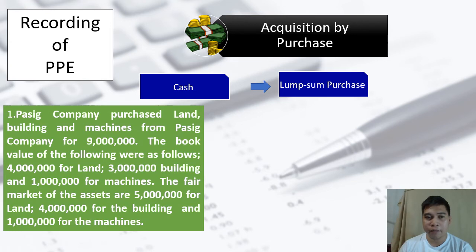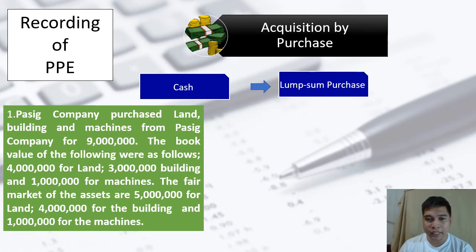So for example, Pasig Company purchased land, building, and machine from Pasig Company for 9 million. So the book value of the following were as follows: 4 million for land, 3 million for building, and 1 million for machines. Yung fair market value daw of the assets are 5 million for land, 4 million for building, and 1 million for machines.